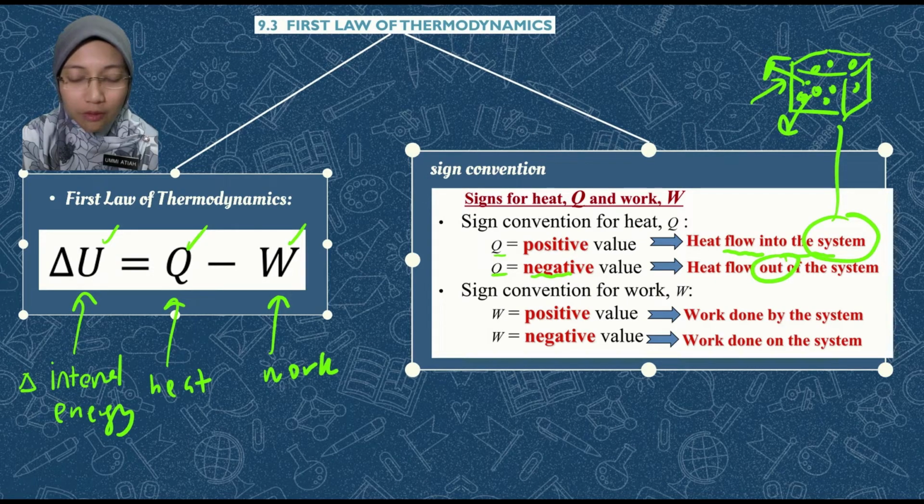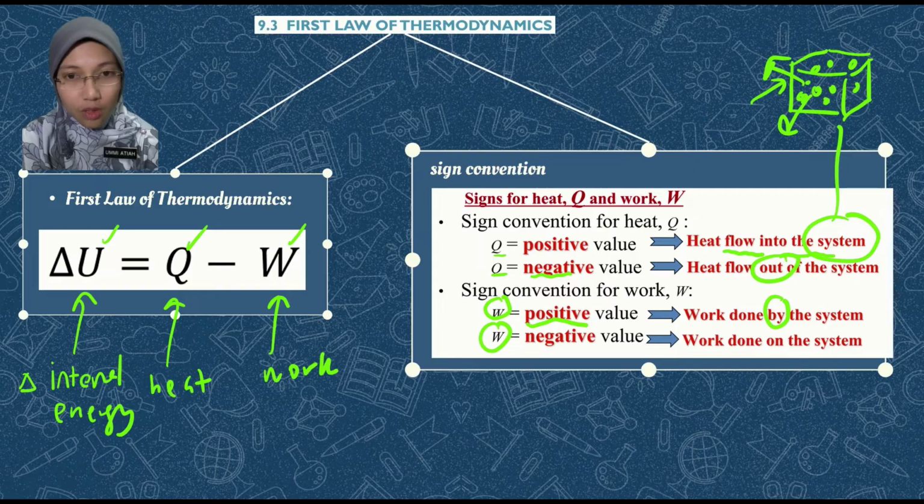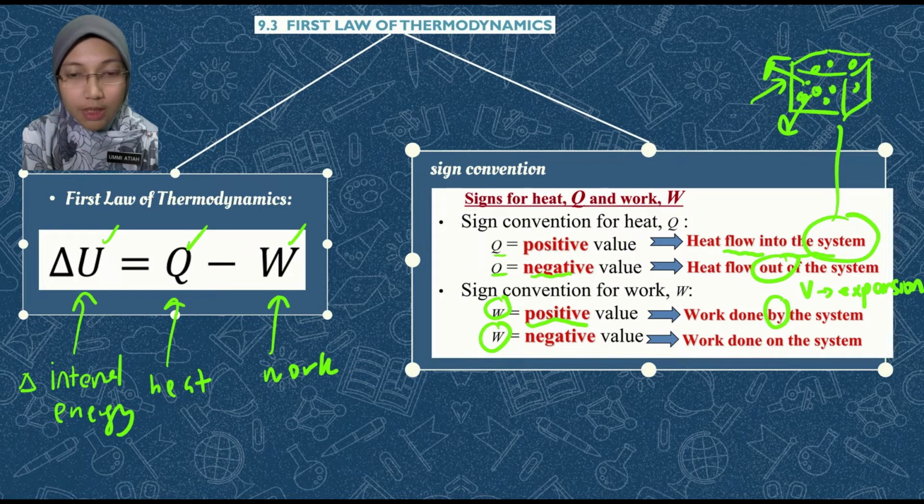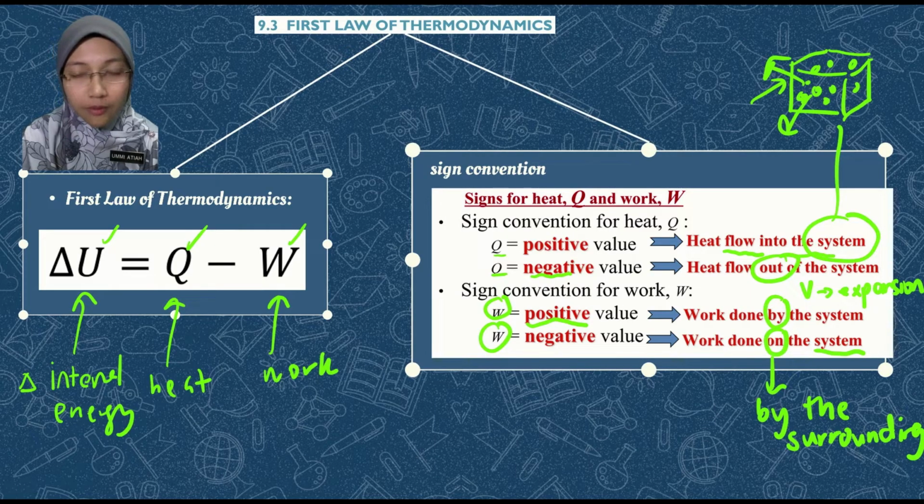And we also have the sign convention for the work done. Work done positive means that the work is done by the system. So the gas molecules are doing work. When the gas molecules are doing work, it relates to the volume, so it will be an expansion of the container. And if the work done is negative, it means that work is done on the system by the surroundings. So you have to know all the sign conventions. This is really important when we apply the first law of thermodynamics.